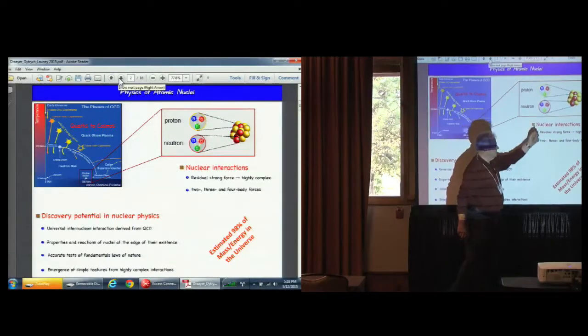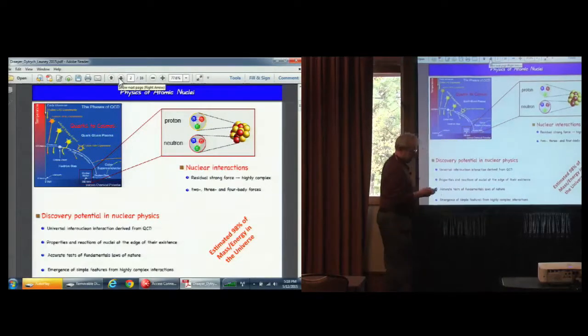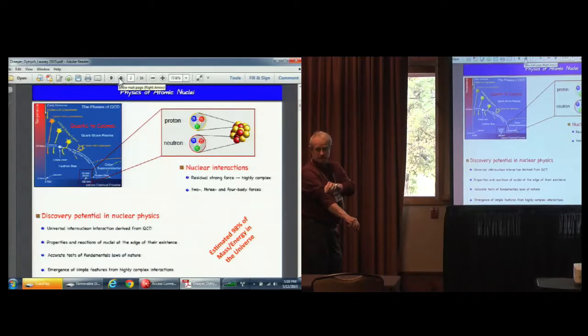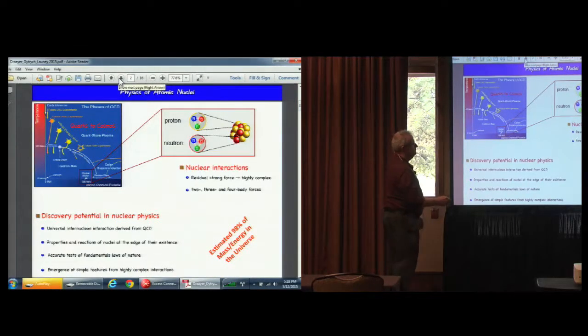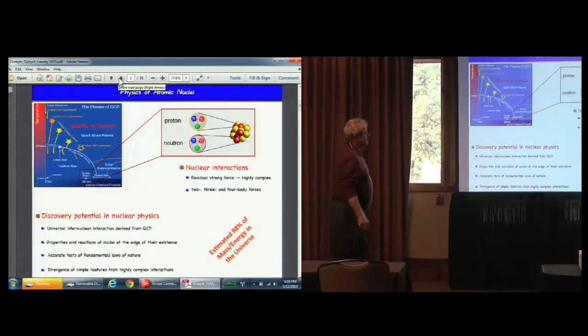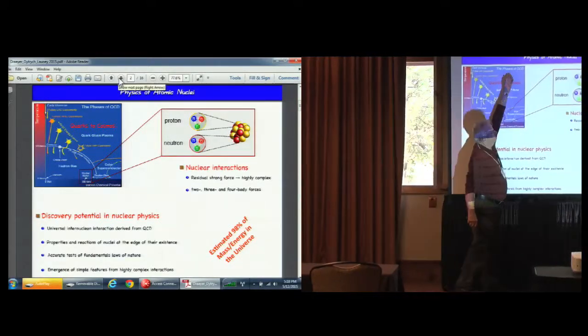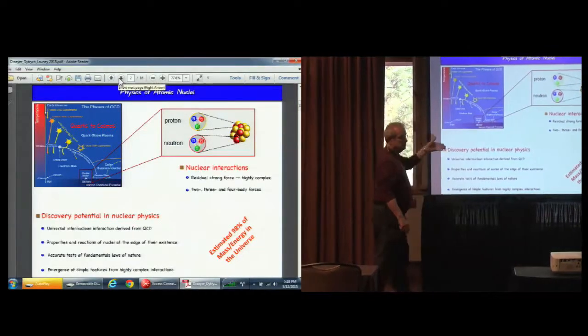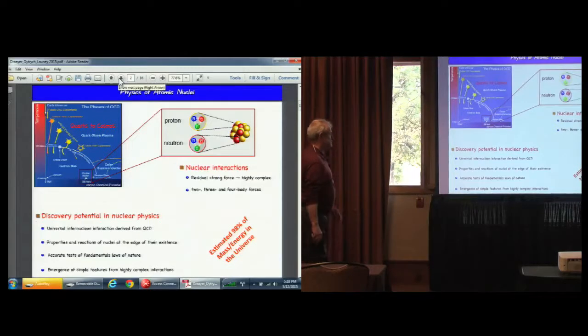We start with the nuclear interactions. It's a residual strong force, one of the four forces of nature. It's highly complex. We don't know a whole lot about it. We do know that it has 2, 3, and 4 body parts, and you'd like to start with QCD and actually produce nuclear interactions, and from those actually build nuclei. That's the name of the game.